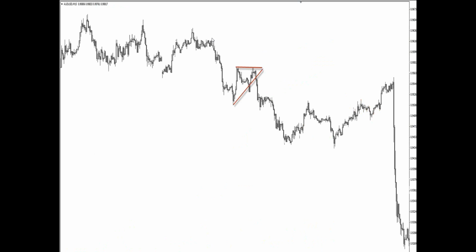Another good example of, let's say, a continuation pattern is a flat top ascending triangle. Flat top is because we have a double top. If you see this pattern, you will immediately know that this is some sort of continuation signal. Why? Because you see the price went to test this top 4 times.